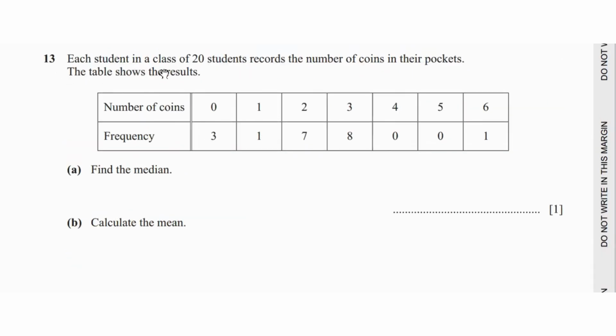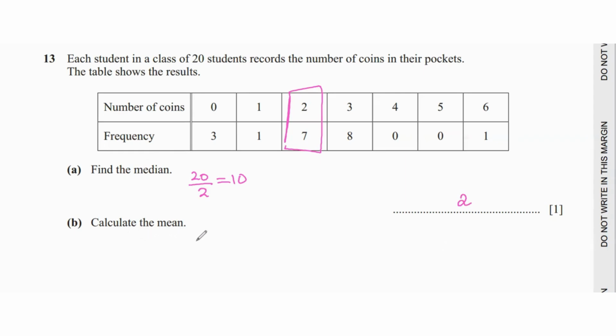Question 13 says, each student in a class of 20 students records the number of coins in their pockets. The table shows the results. So we have a row for the number of coins and a row for the frequency of those number of coins. Find the median value. So median would be half of it, which is 20 divided by 2, 10. So where do 10 coins come? So if you start counting, this is 3. 3 plus 1 is 4. 4 plus 7 is 11. So the 10th coin is coming over here. So the median value is going to be 2.